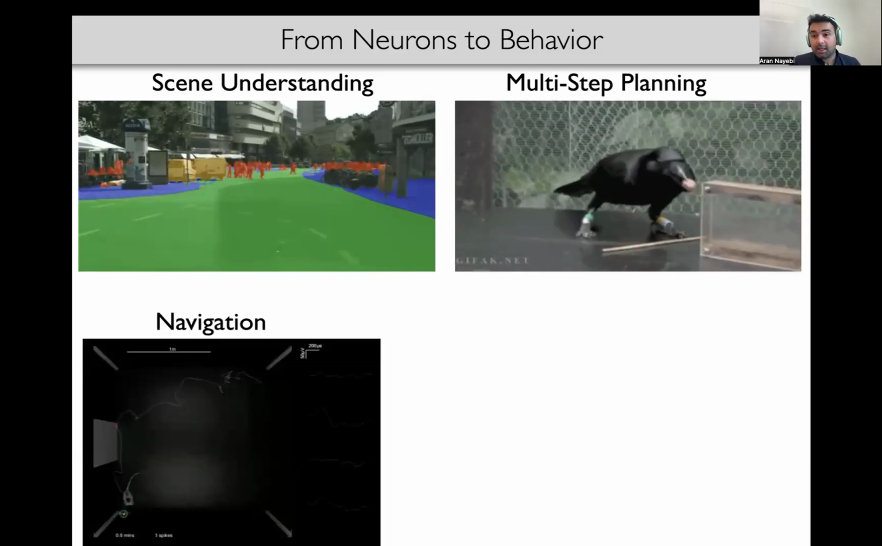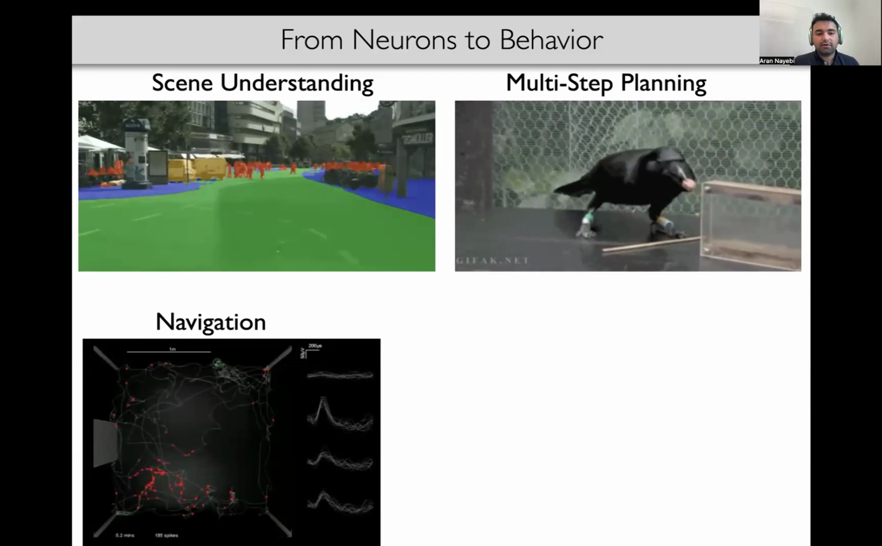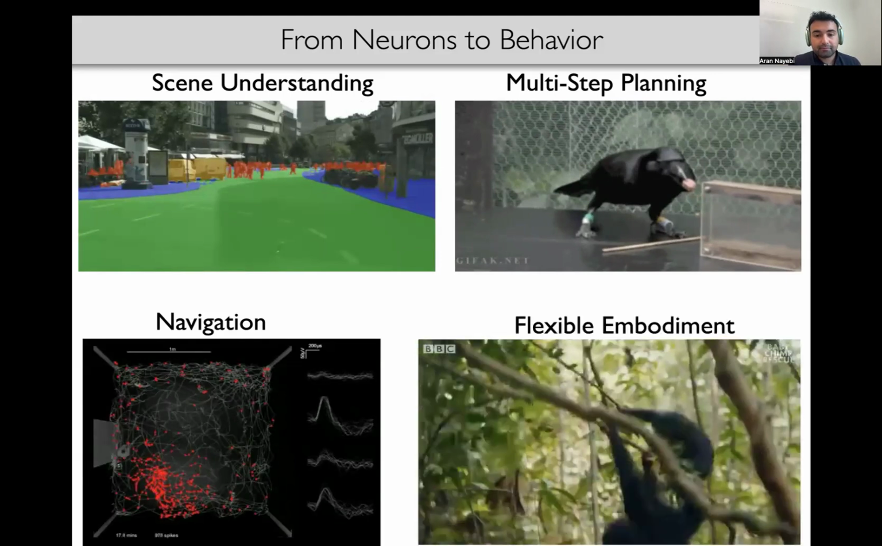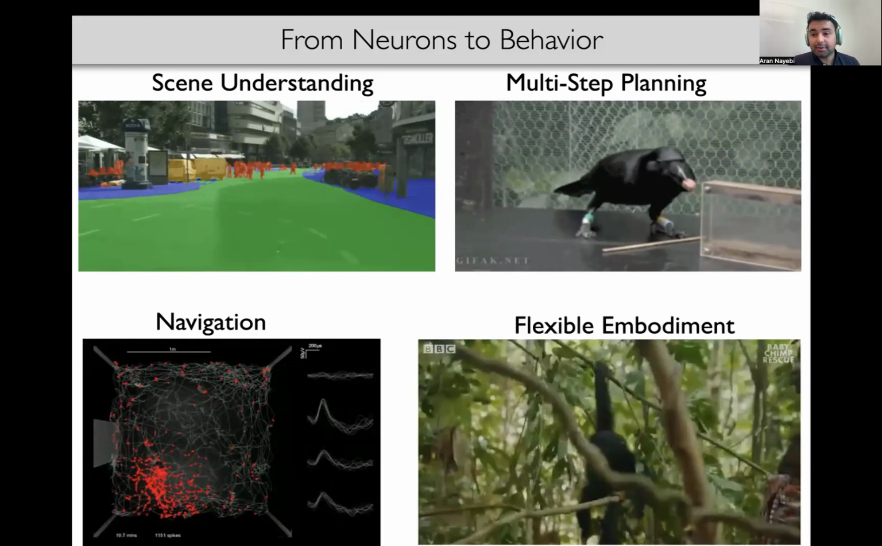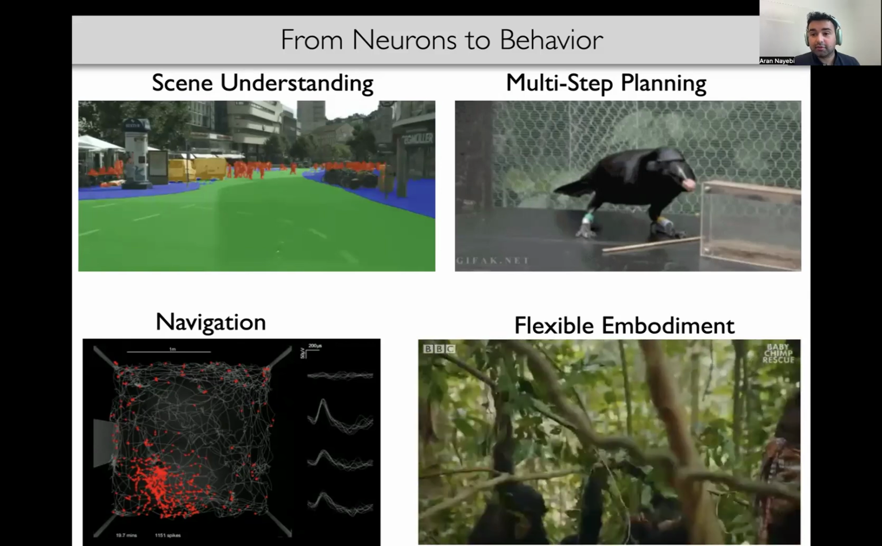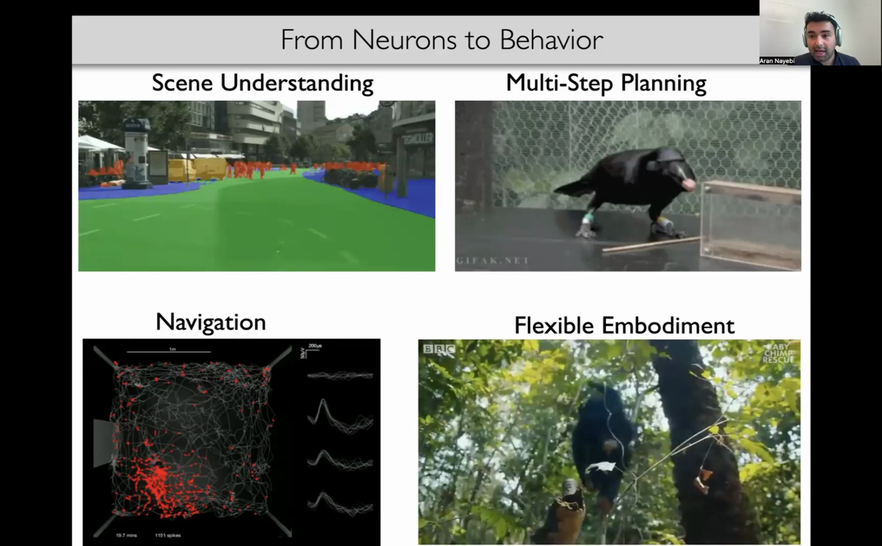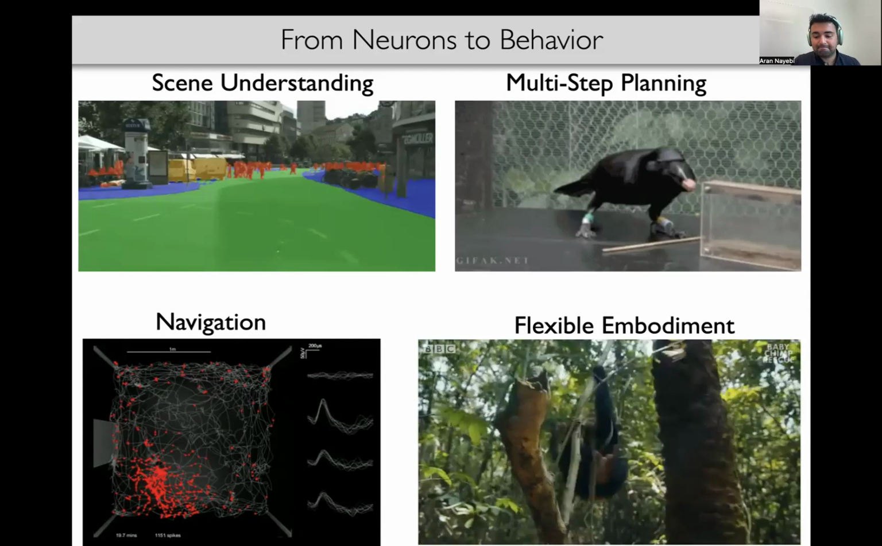Furthermore, animals can navigate novel environments. So what you're seeing here is a top-down view of a rodent navigating an open field, and the red dots are place cells that fire in the hippocampus of the animal as it enters a particular location in space. Finally, animals can flexibly and masterfully interact with their environment, greatly rivaling any robot that we have today.